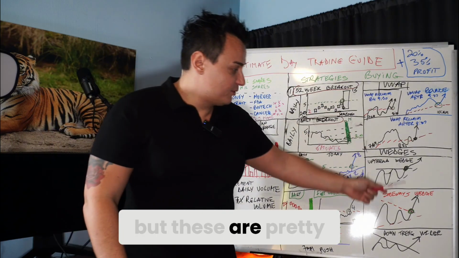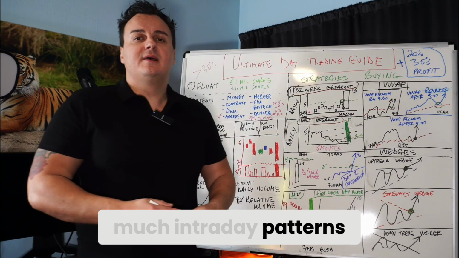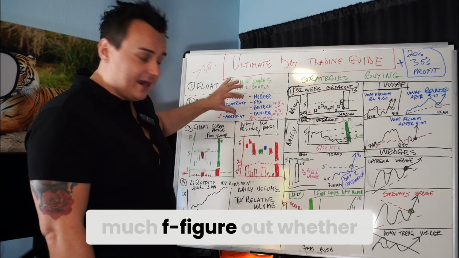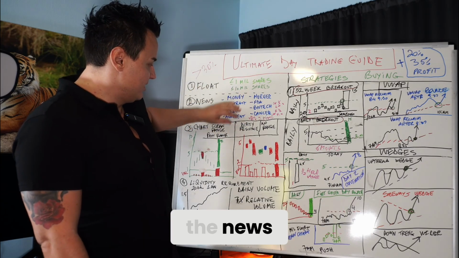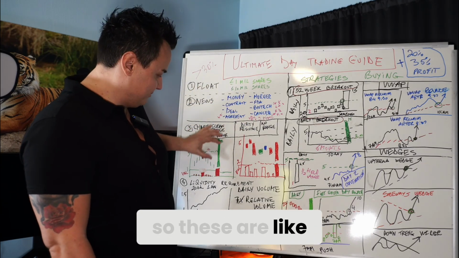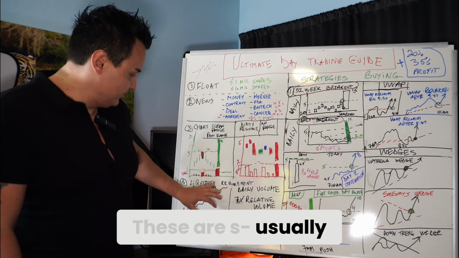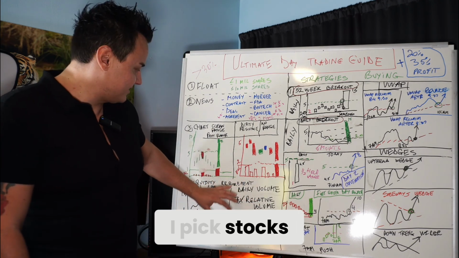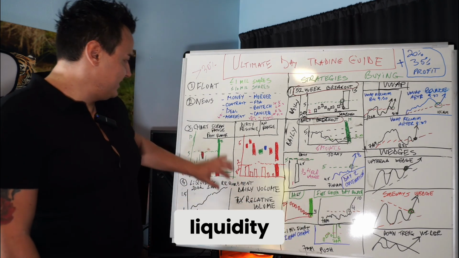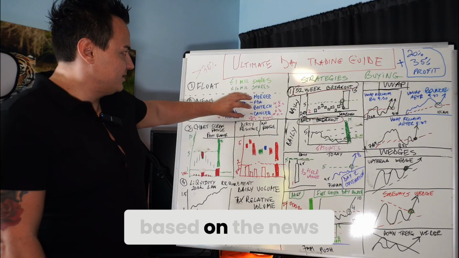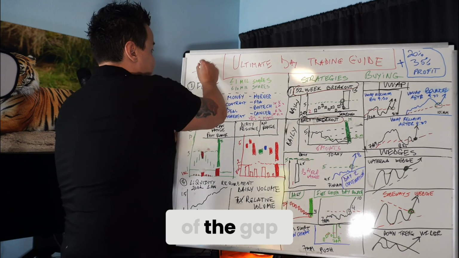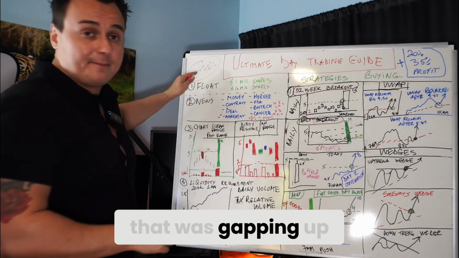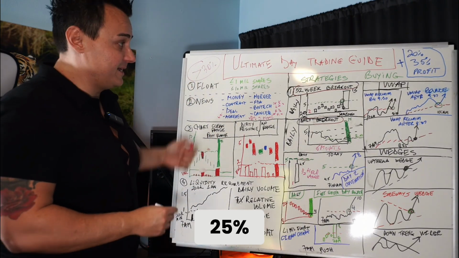But these are pretty much intraday patterns. That means I figure out whether it has my criteria here: the float, the news, the daily chart. So these are like the volume. These are just how I pick stocks, based on liquidity, based on the chart, based on the news, based on the float, and then based on the percentage of the gap. I need a stock that was gapping up at least 30, 25%.